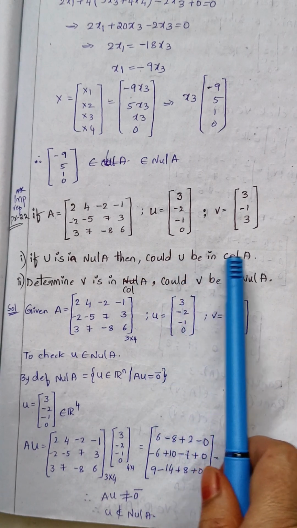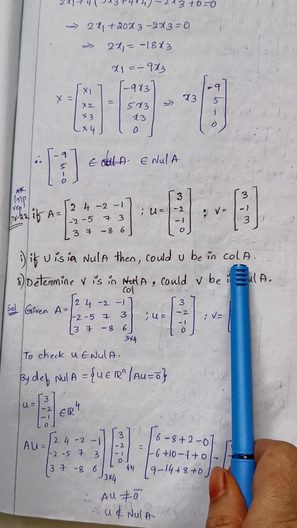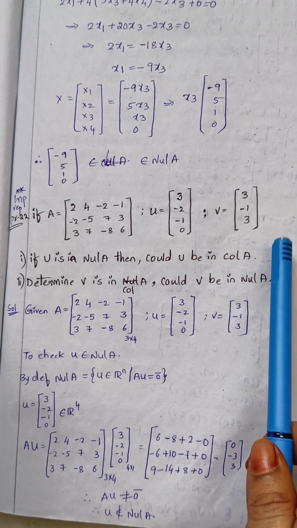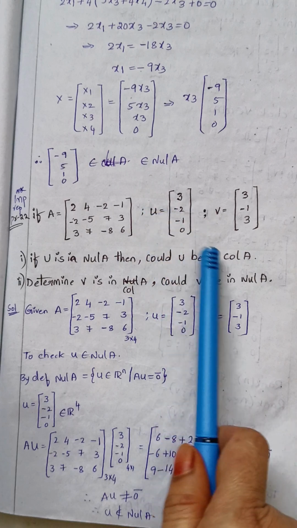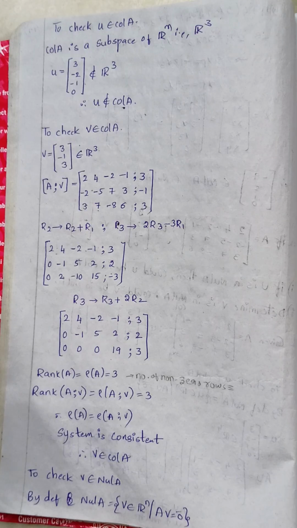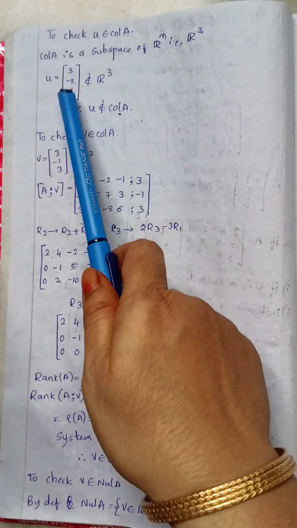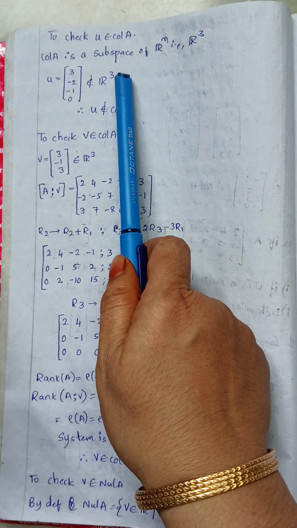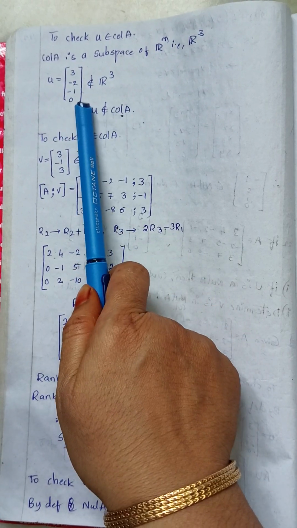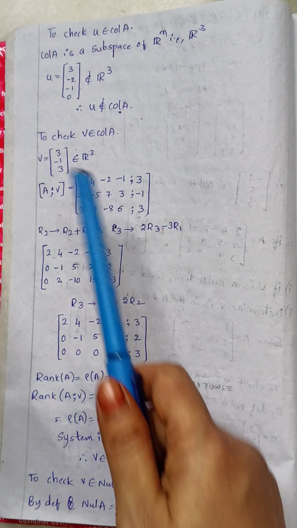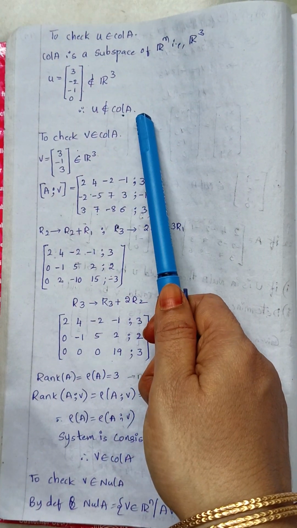And could U be in Col A? Col A is obviously a subspace of R^m, where m is the number of rows, but U contains 4 entries, and the rows are only 3. So, Col A is a subspace of R^3 here, but U contains 4 entries, that's why it does not belong to R^3. So, no need to verify for Col A; simply, U does not belong to Col A.